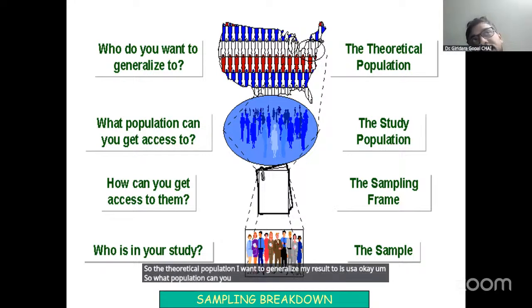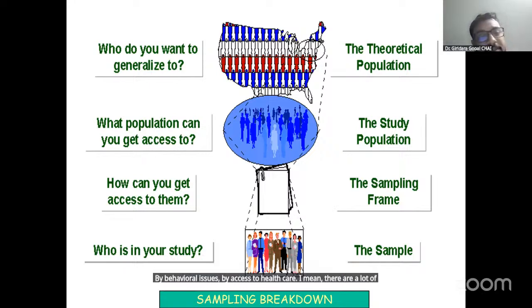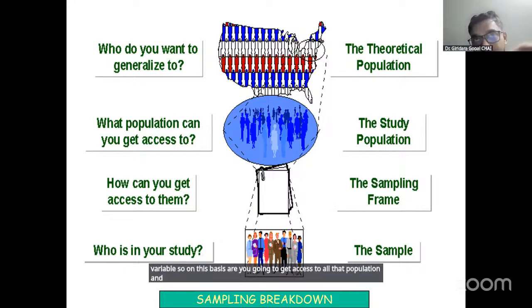Is it possible for you to reach out to all sections of the community? By race, by region, by education, by wealth quintiles, by social class, by behavioral issues, by access to healthcare. I mean, there are a lot of variables. So, on this basis, are you going to get access to all that population? And that is actually going to be your study population.